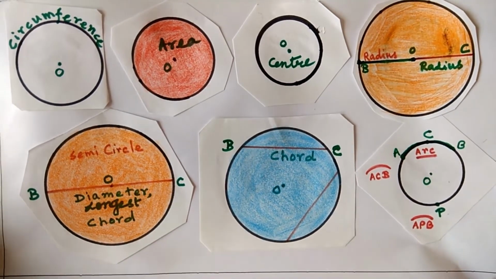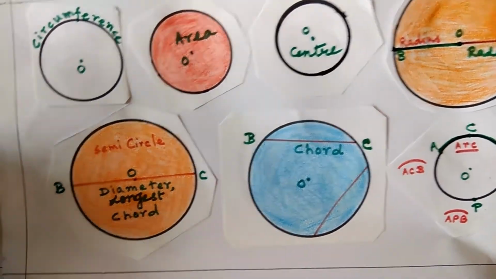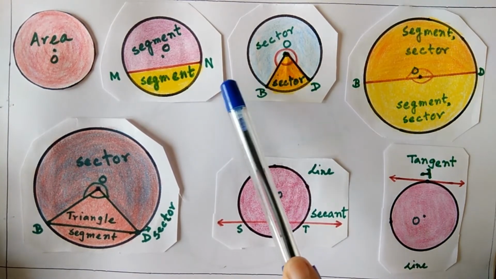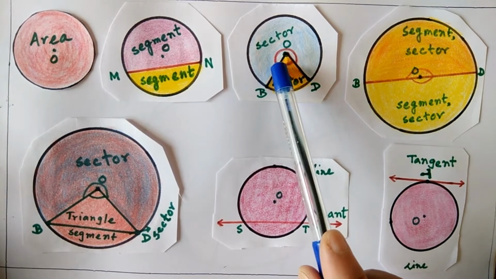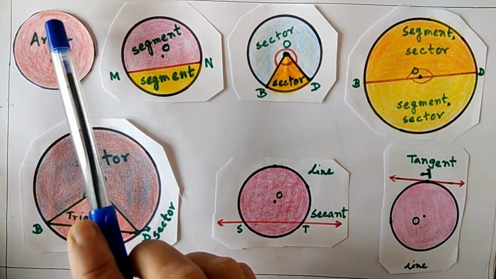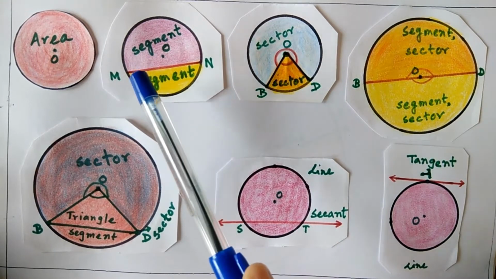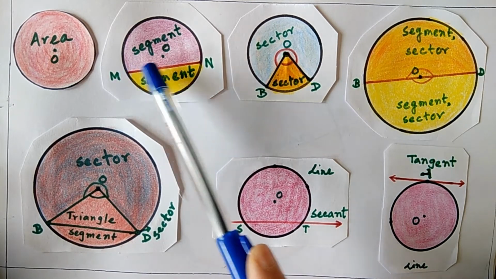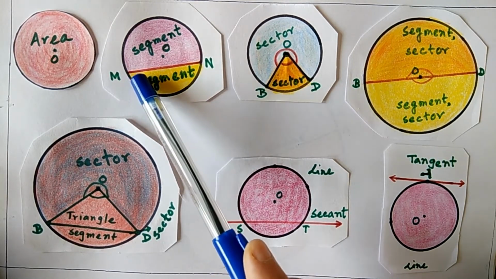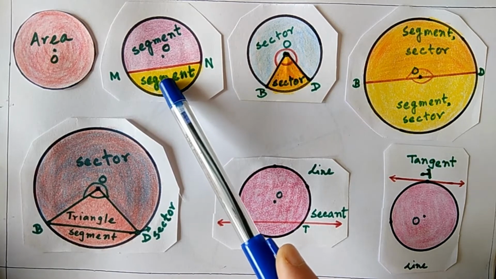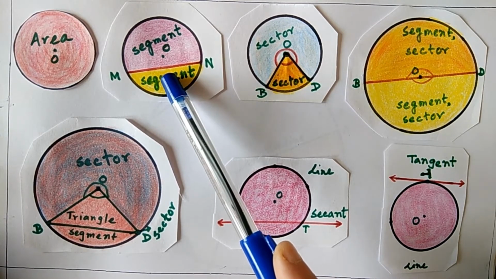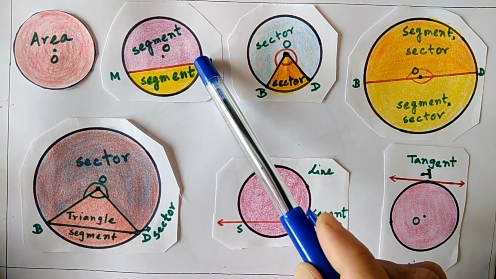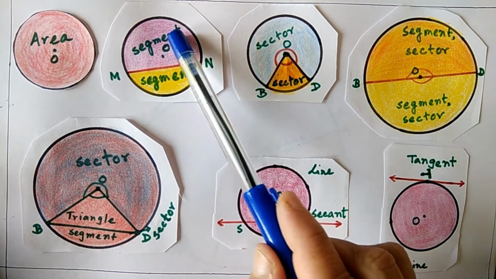Okay. Now we will discuss segment and sector. Friends, segment and sector are related to area. We know what the area of a circle is. The inside region is called the area of a circle. Now if we draw any chord, here MN is the chord, then this chord and the corresponding arc together cover this area of the circle. So this is called a segment, and this is also a segment because this chord and its corresponding arc together cover this area of the circle.